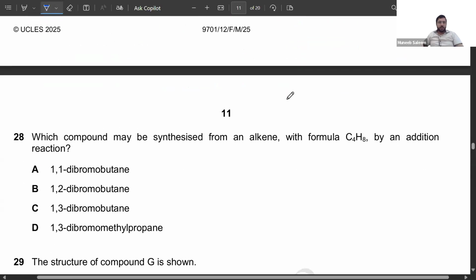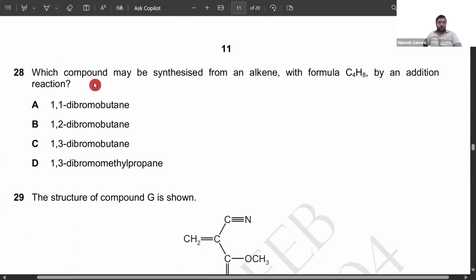Now, question number 20. It may be synthesized from an alkene with the formula given by an addition reaction. And we have these four compounds now. Okay, so considering the reaction of an alkene with a bromine molecule, the addition should be with the Br2 molecule, which can only give you dibromo compounds of all these types.